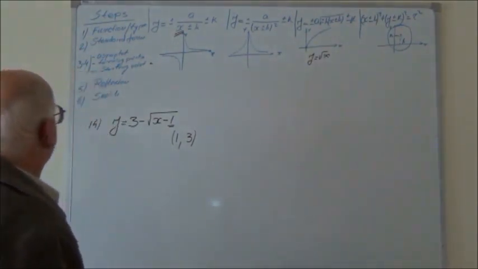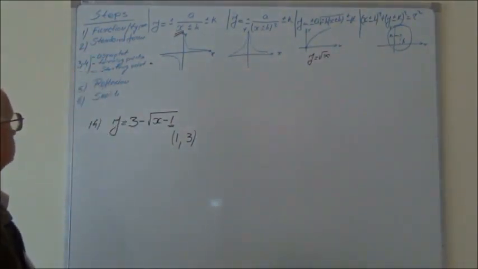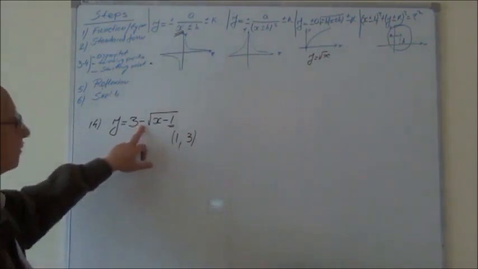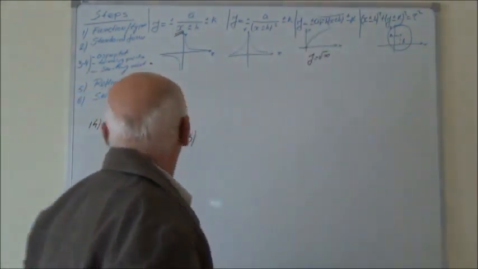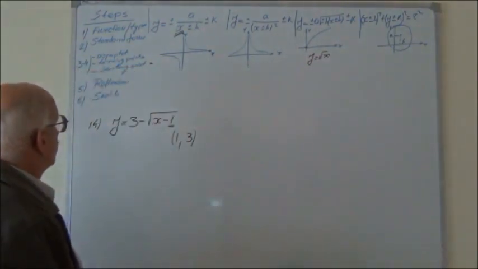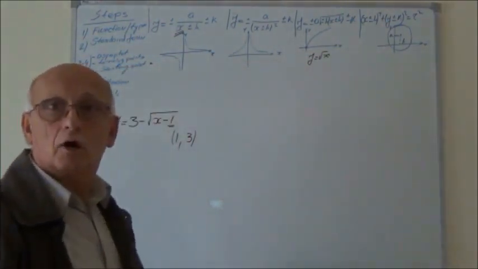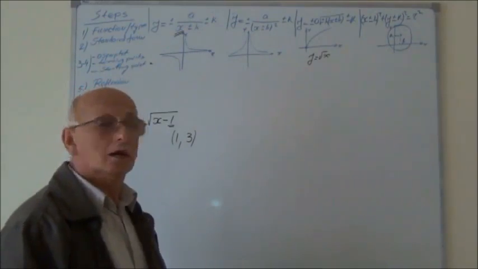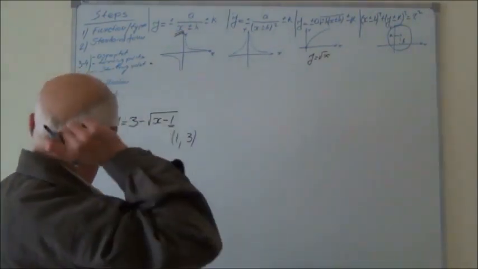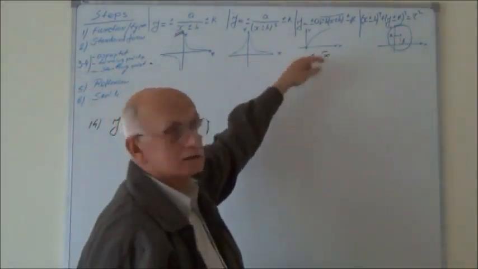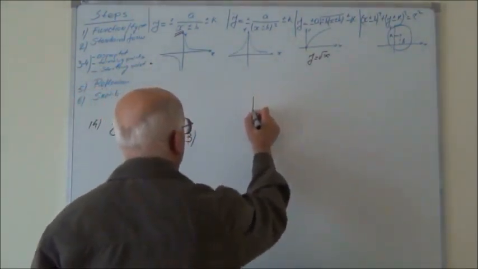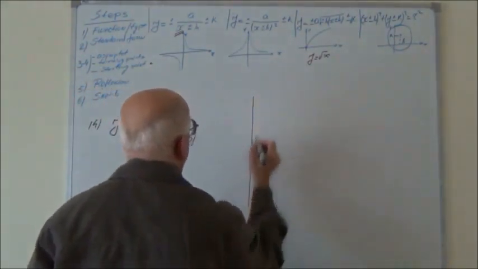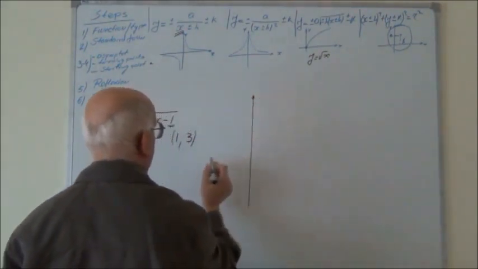Is there any reflection here? Yes, it is. Our reflection is here because we have a minus in front of the square root, so we know that that is a reflection, and a reflection in the x-axis. So we can start sketching that graph.